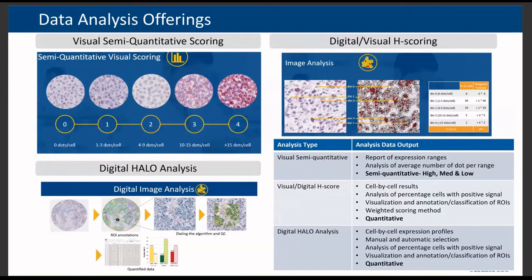For digital image analyses, we use HALO software from Indica Labs. And our HALO analysis is done by our team of highly qualified image analysts. With HALO analysis, we provide expression data on a cell-by-cell basis across the entire tissue section. HALO analyses can be done on the entire tissue section or defined areas of interest. So if you have specific regions of interest, ROIs, we can analyze only those.